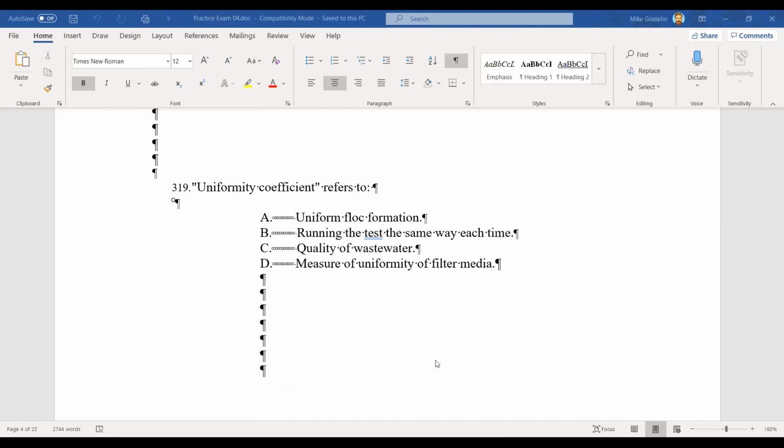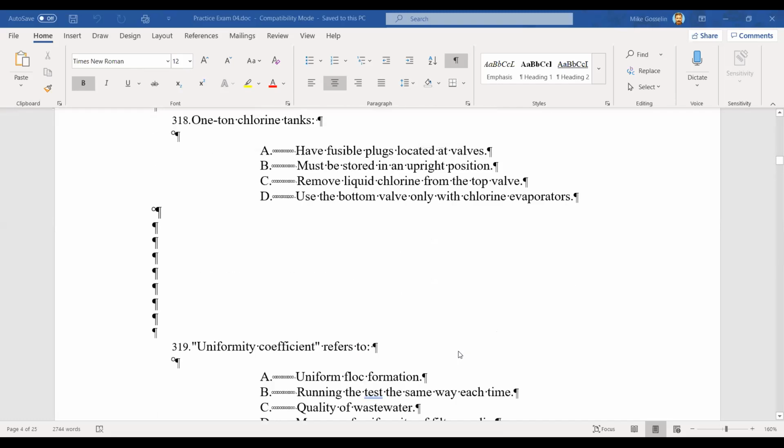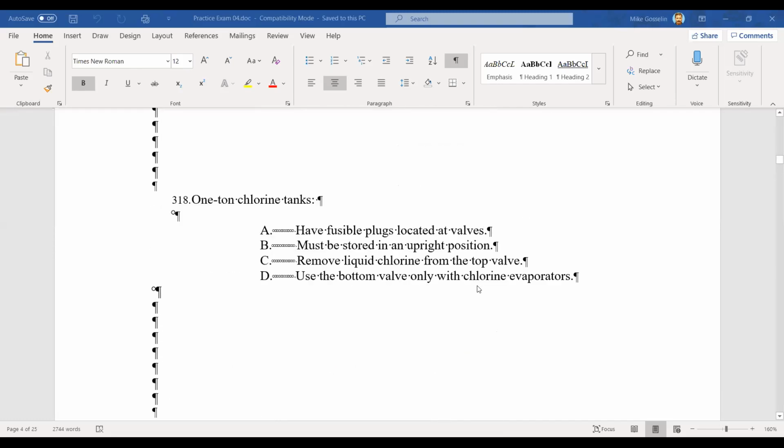Mike, hello. Yes. What was the answer to the question before? Sorry. Oh, D, use a bottom valve. Yeah. Okay, it can't be B, right? Because when you have to store it, it'll tell you how to store it, or are we automatically supposed to know?